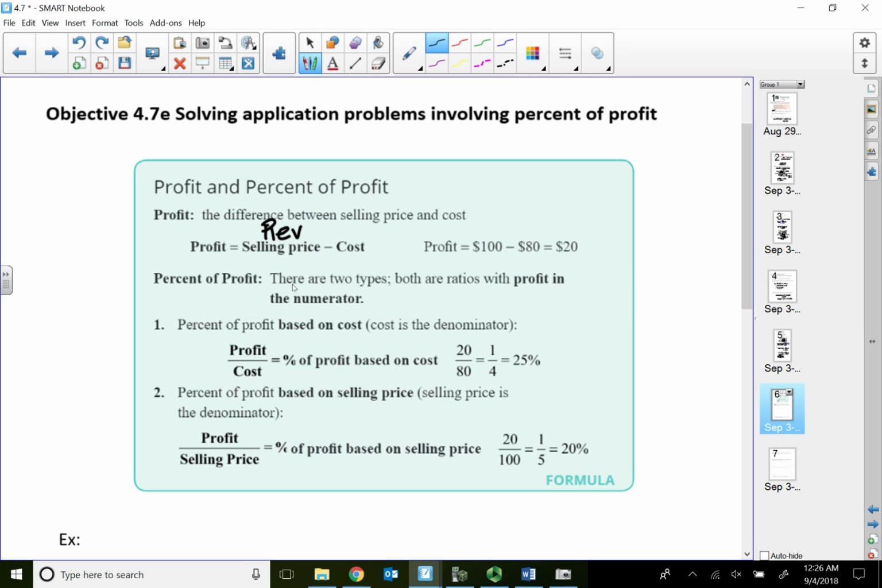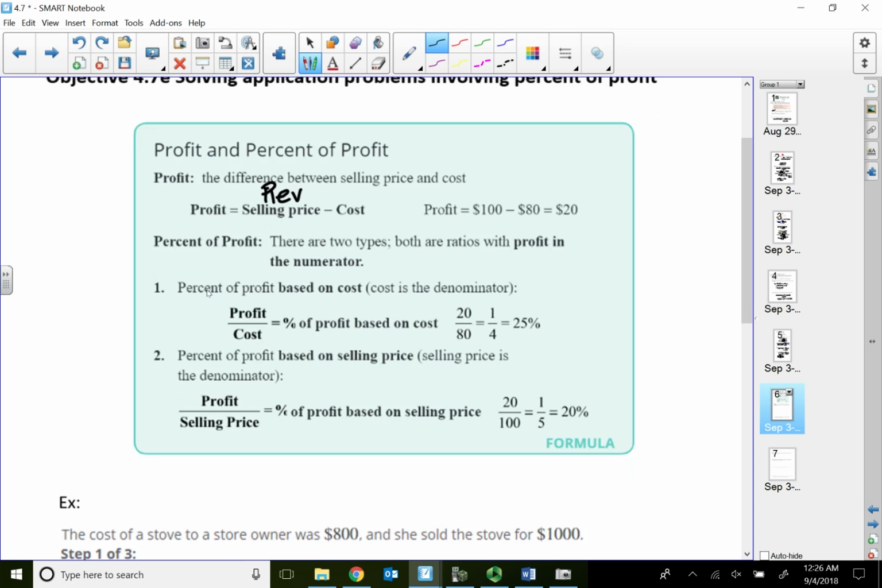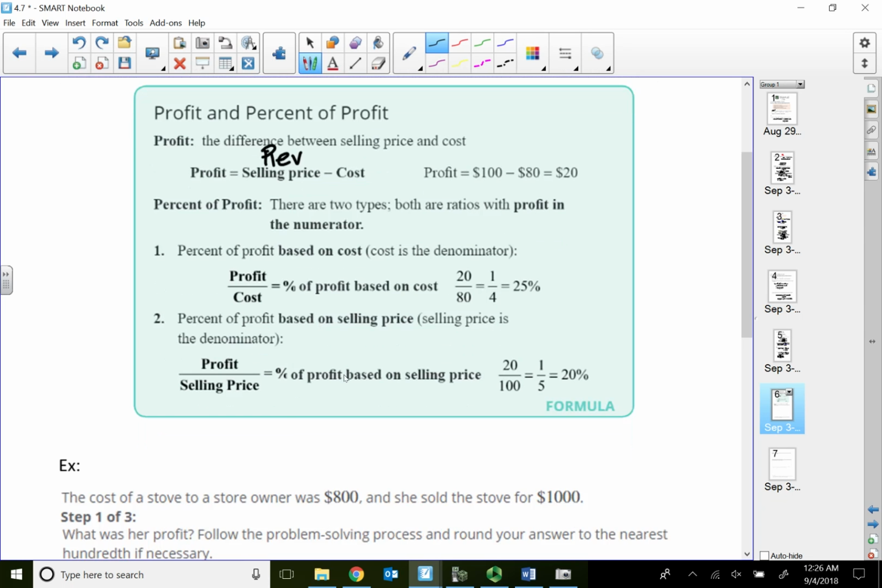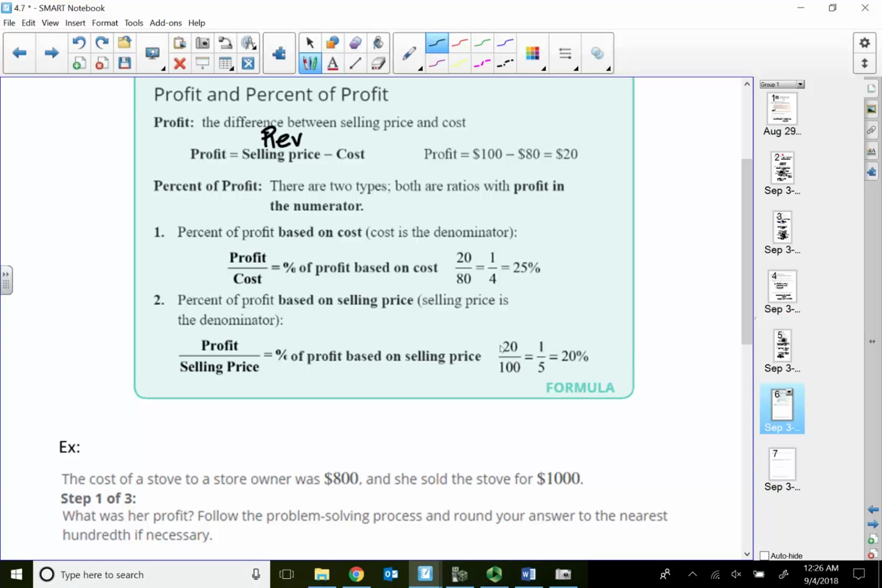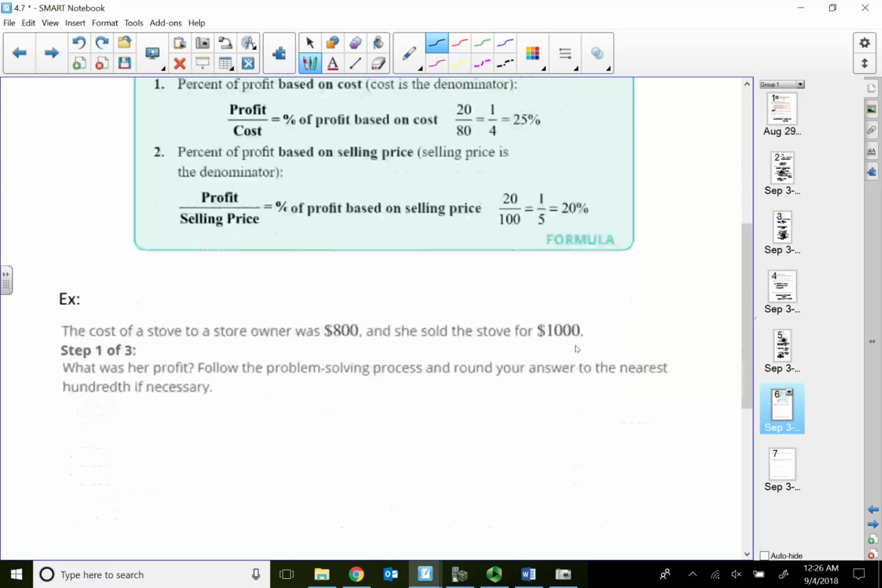So there are two types of percent of profit. One of them is profit based on cost. The other one is profit based on the selling price. Profit based on cost means my profit $20 divided by the cost, which is a fourth, 25%. Now, if we go by the selling price, $20 profit divided by $100 selling price or revenue, that's only 20% profit. So two different ways of looking at percent of profit.